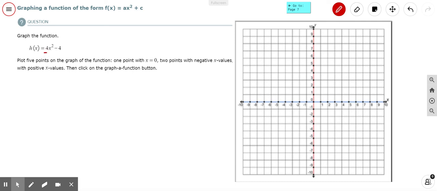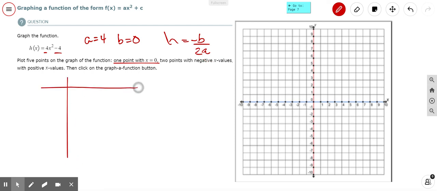Ooh, they gave you an A and they gave you a C. It's not that much harder, just a little bit more in calculations. Again, remember ax squared plus bx plus c, so a is equal to 4, b is equal to 0. Guess what? That means your x is equal to 0. It says 1 point with x equals 0. They're even letting you know. They're not even expecting you to know the whole h is equal to negative b over 2a thing. They're telling you what to do. Here we go. Ready?